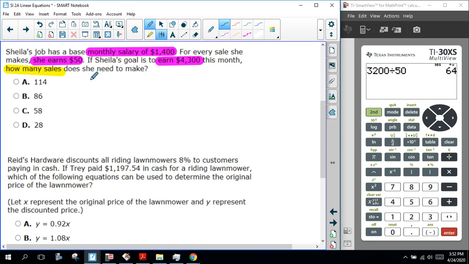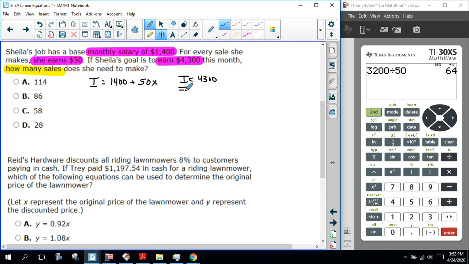So, all right, this is talking about her income. So what is her income? Okay, Sheila's income starts out at $1,400 base salary. Salary means that's money she gets just for working her job. And then on top of that, she gets to add $50 for every sale. So $50 per sale. I'm going to use an X for the number of sales. And it says that her income goal, she wants to make $4,300 for the month. So the question is, how many sales does she need to have in order to make that happen?